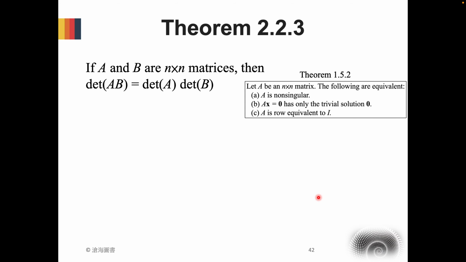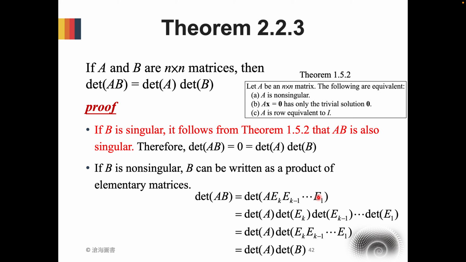Now, we go to theorem 2.2.3. If matrices A and B are both n by n matrices, then the determinant of AB is equal to determinant A times determinant B. So how can we prove it? First, if B is singular, then it follows from theorem 1.5.2 that the matrix AB is also singular.